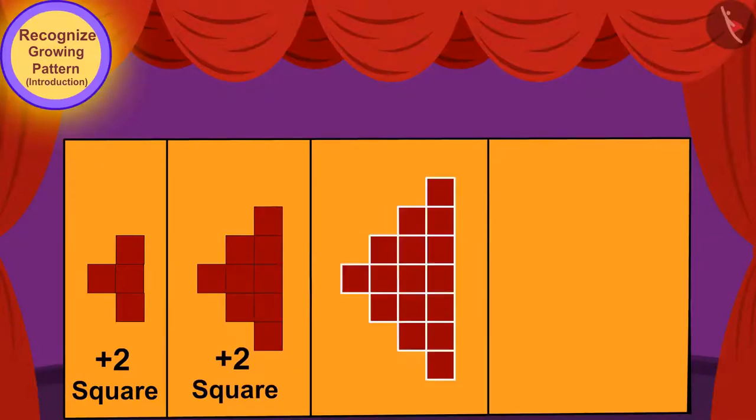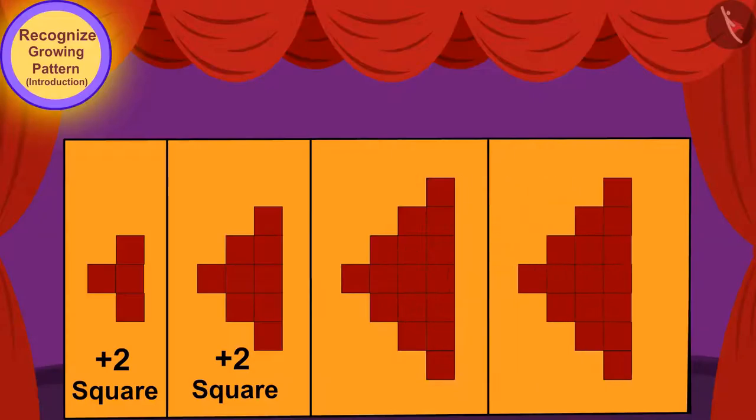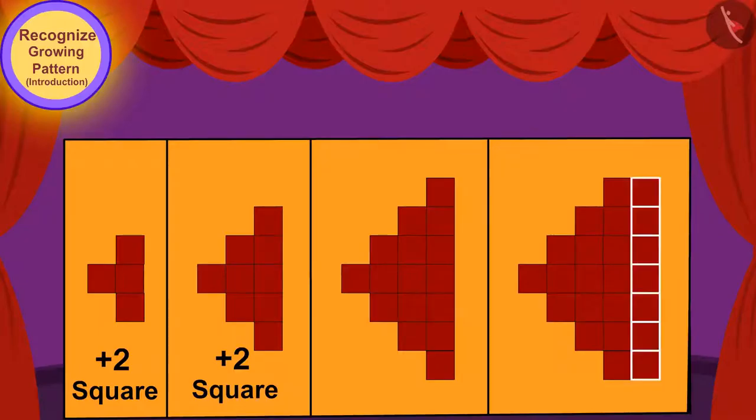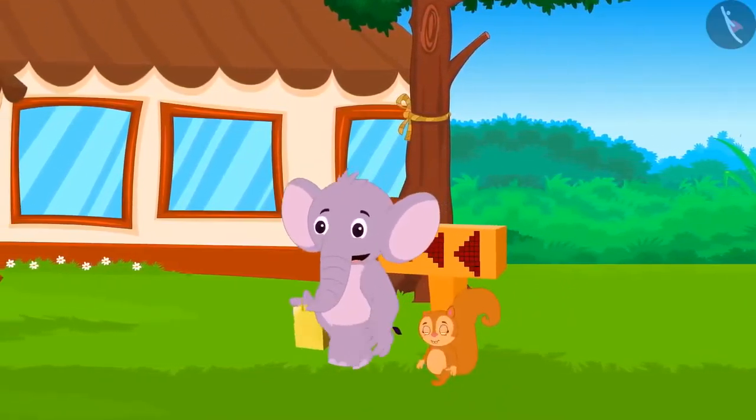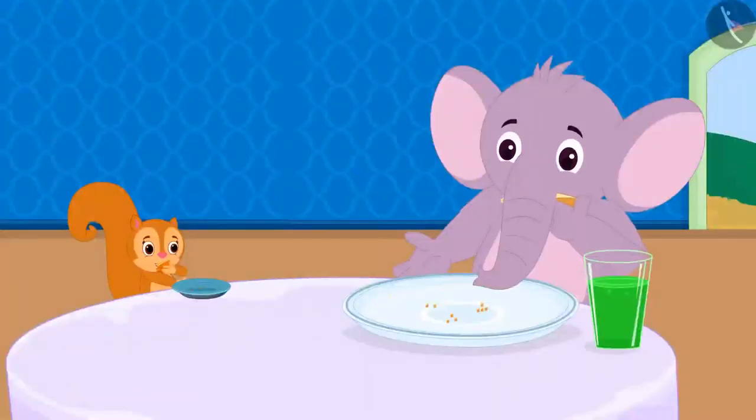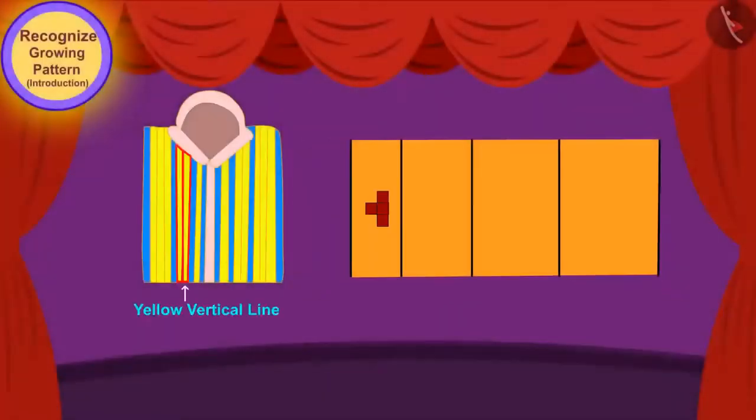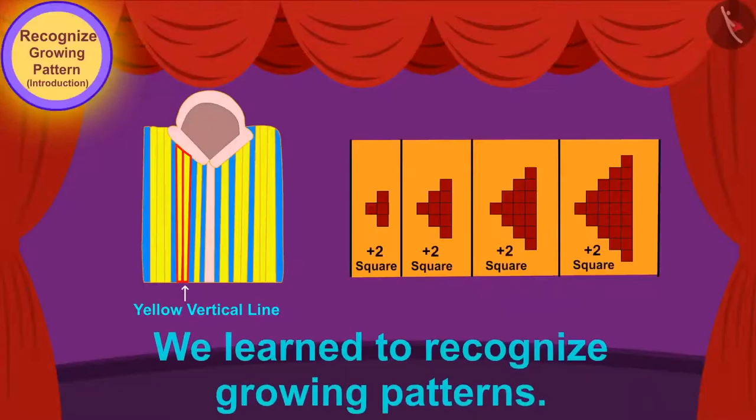So, what happened when this group was repeated again? Exactly. Another vertical line is added to the pattern and this line has 2 squares more than the line before it. Appu and Chanda went to Babban's hotel and they ate there. Children, in this video, we learned to recognize growing patterns. In the next video, we will learn more about growing patterns by some interesting examples.